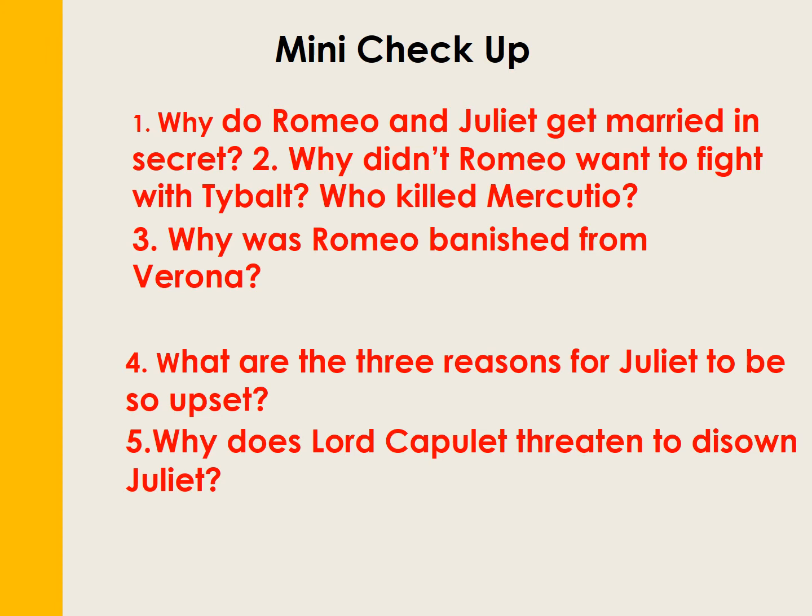So the answers, which I realize are not on the PowerPoint, but the answers are: Romeo and Juliet get married in secret because their families are enemies. 2, why didn't Romeo want to fight with Tybalt? Well, because they're related now through marriage, and Romeo doesn't want to cause any pain to the Capulet family. But Tybalt kills Mercutio, which is the answer to that one.